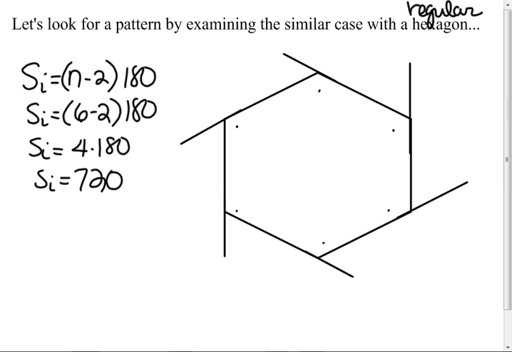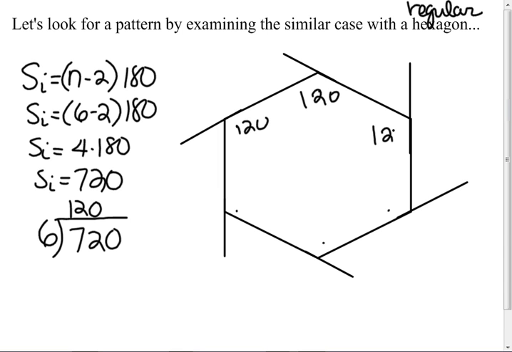What's one of them then? What are you going to do with the 720 and the 6? Yeah, you're going to divide. You guys know how big that is? 120, right? I know this because I know a lot about hexagons. So that's 120. They're all 120. So what's the measure of the exterior angle?